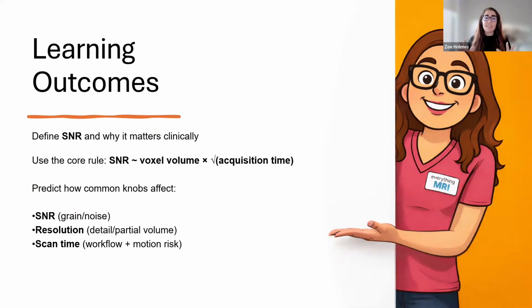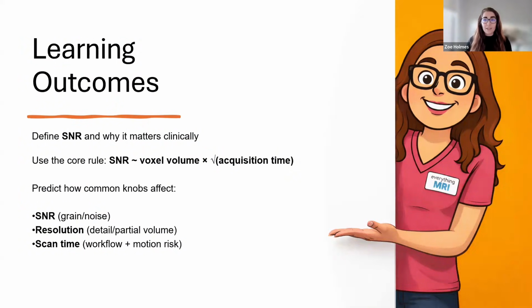Third, we're going to learn to classify each parameter change into a bucket. Does it primarily change voxel size? Does it change how long we sample? Or does it change how effectively we sample? This is how we avoid random knob turning when modifying protocols. We're going to think about it logically, from a more information-based perspective. And then finally, we're going to throw in clinical judgment.